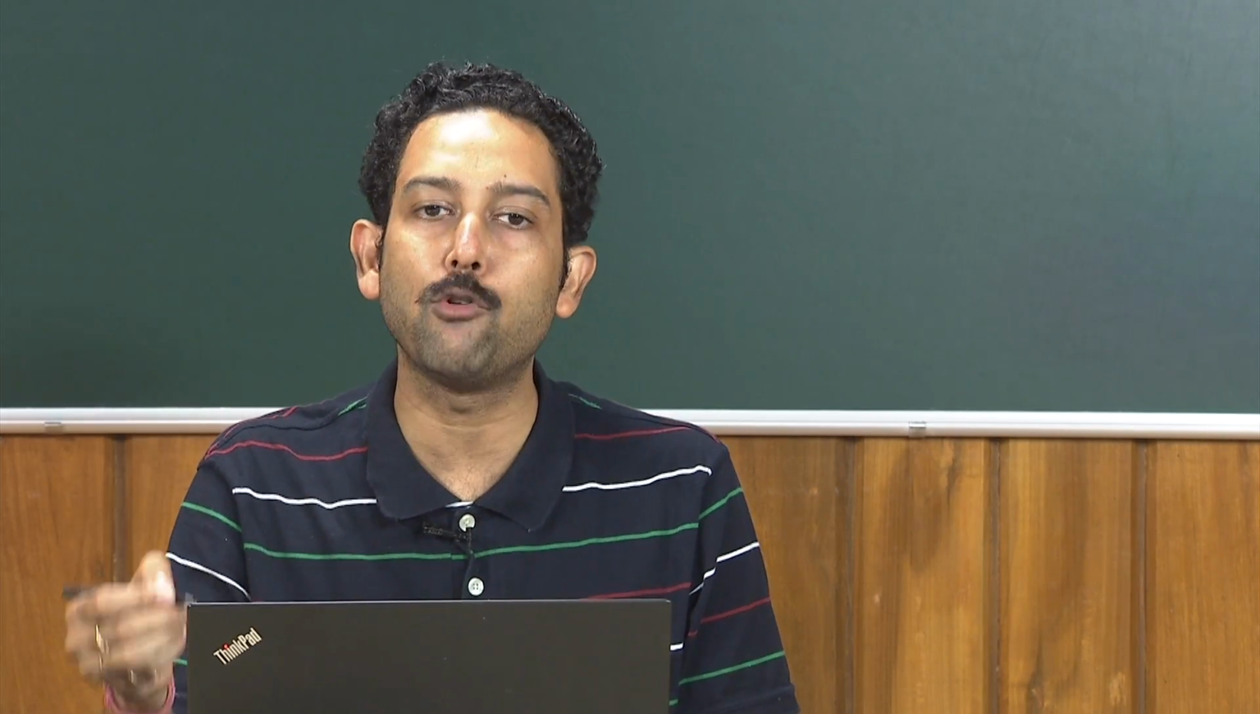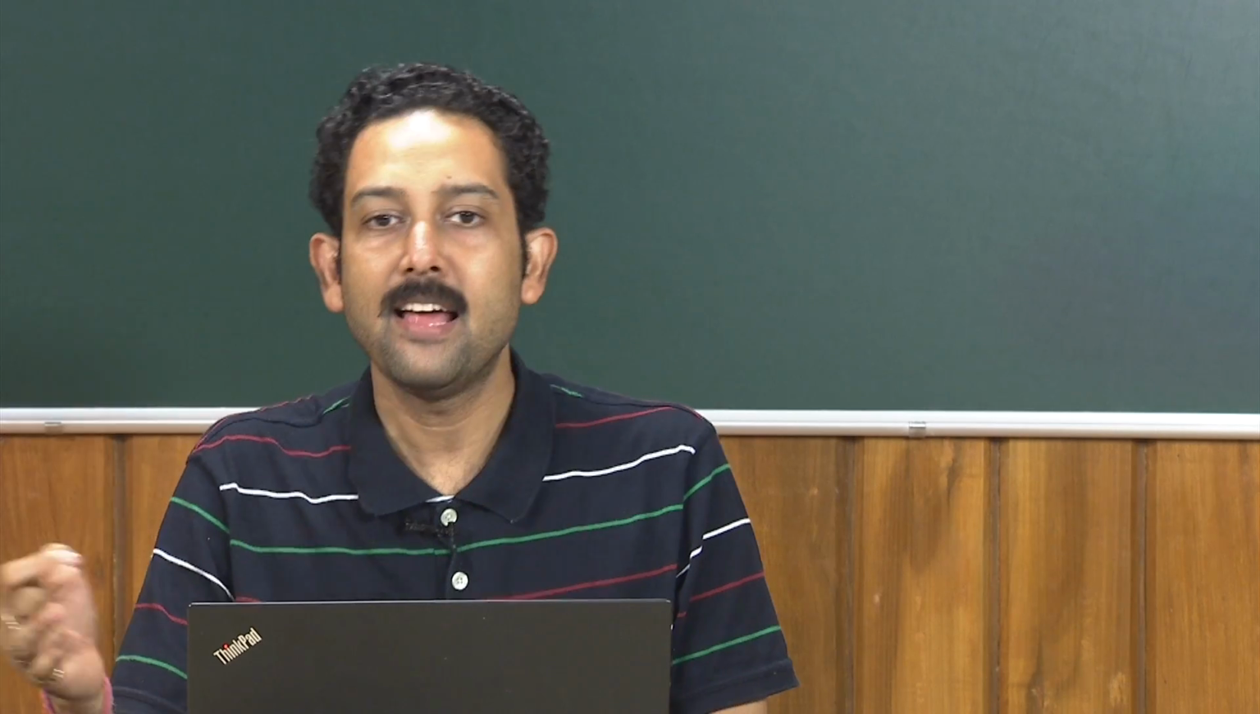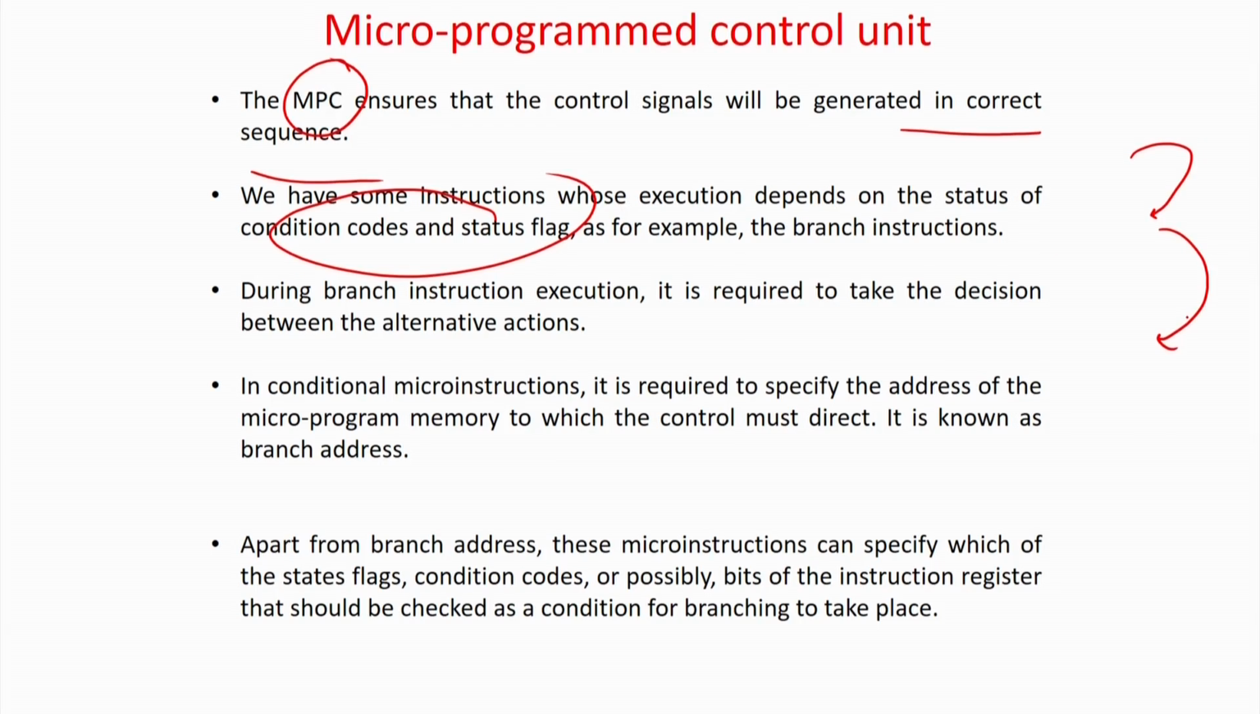Sequencing is very important here, because many times we will depend on the condition codes and status flags, based on some signal from the memory, some case like an interrupt, etc., and also some status flags like the zero flag and carry flag. All these things must be taken into picture, and then you have to decide whether it will be the next instruction or it will go to some other instruction which is not consecutive. So you also have to have an arrangement for something called a branch decision.